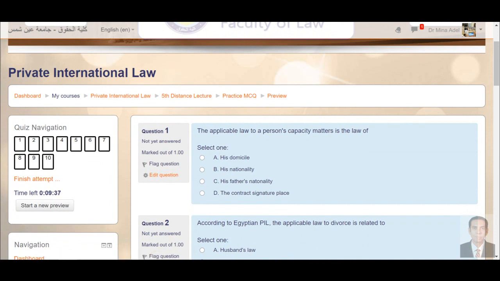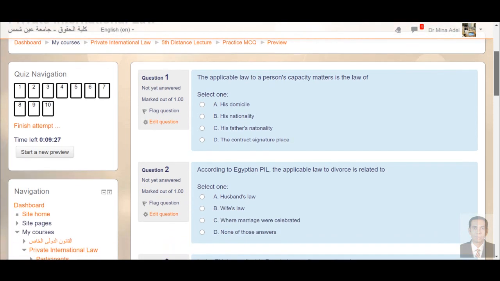The first one, the applicable law to a person's capacity matters is the law of. So as you know, according to Lizardi case, it is the law of nationality. So we will choose nationality. I will show you the second question.